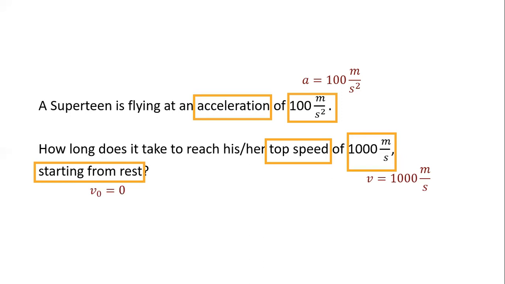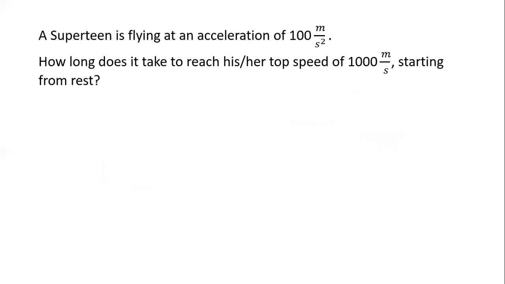Okay. Now, what's next? Let's see. So let's see, we have here now the given. So we already have our given based on our analysis of the problem. Let's now write the given information. Okay. We have the acceleration, 100 meters per second squared.